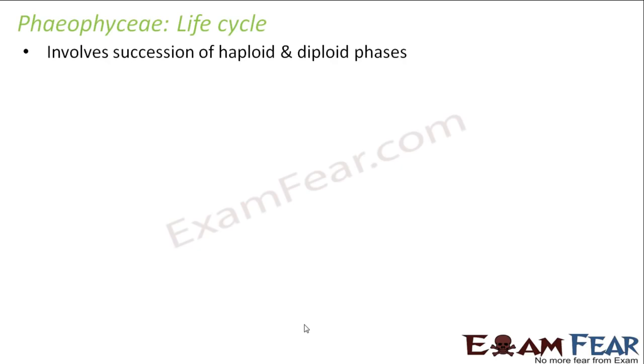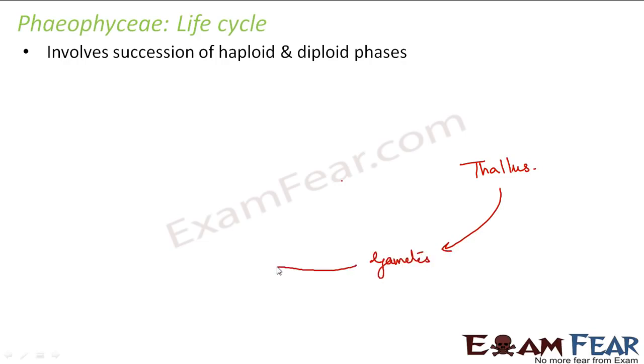Let us look at the life cycle of a Phaeophyceae. Here it involves succession of haploid and diploid phases. So here also we have a haploid phase and again there is a diploid phase. One is followed by the other and they follow each other in a cycle. Let us look at this life cycle. Here also we will have a thallus, that is a mature Phaeophyceae. This thallus will give rise to the gametes. These gametes will undergo fusion. Fusion of the gametes will give rise to the zygote.